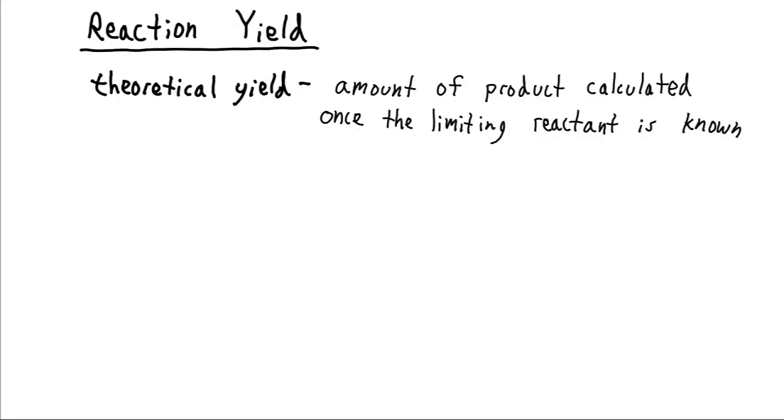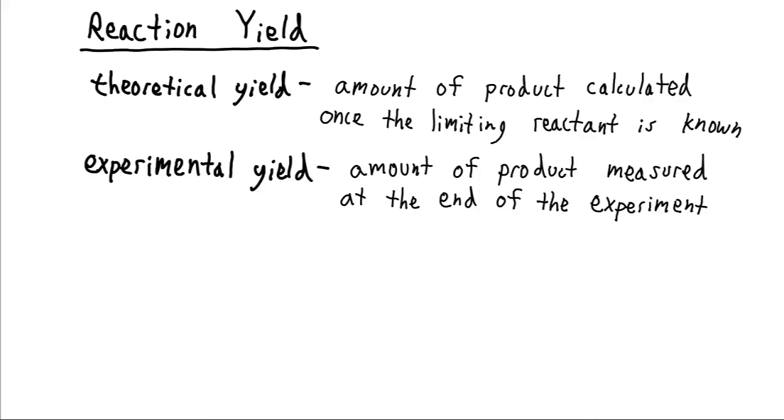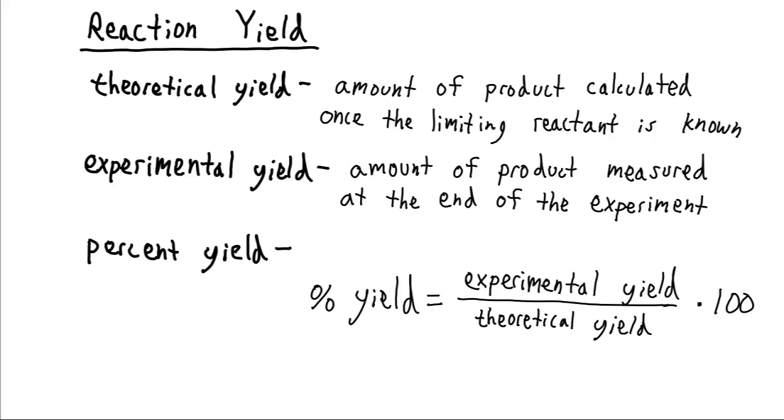Just some terminology now. The theoretical yield is the amount of the product that we get once we know the limiting reactant. So that's what we've already been calculating. Now when we actually perform the experiment in the laboratory, the amount that we get and measure at the end of our experiment is called the experimental yield. Now it's often useful to report how close our experimental yield was to our theoretical yield. So to do that, we calculate the percent yield. And this is just a ratio. You take the experimental yield, divide it by the theoretical yield, and multiply it by 100.